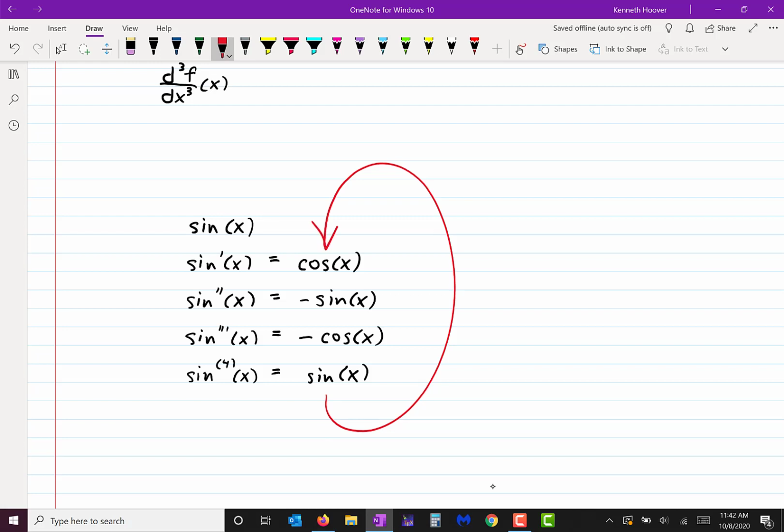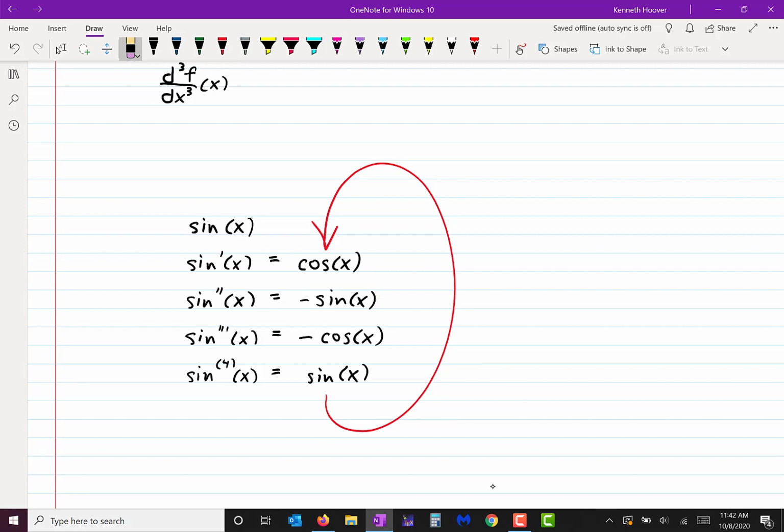So if I asked you what is the 64th derivative of sine, you would say it's sine, because 64 is divisible by 4. If I said, what's the 82nd derivative of sine? You would say it's negative sine, because 80 is divisible by 4. So 80 derivatives just brings you back to sine again. And so the 82nd derivative is 2 more derivatives after that, which would be negative sine.